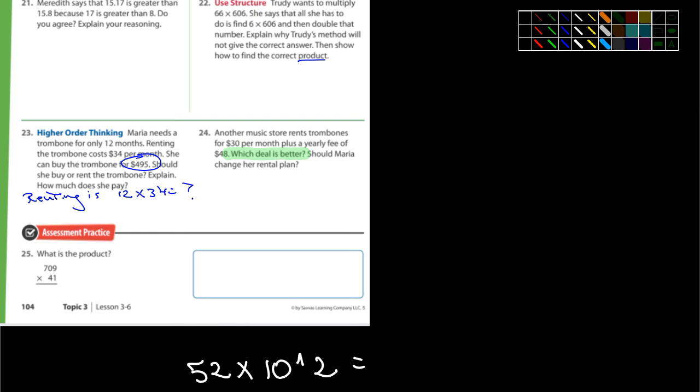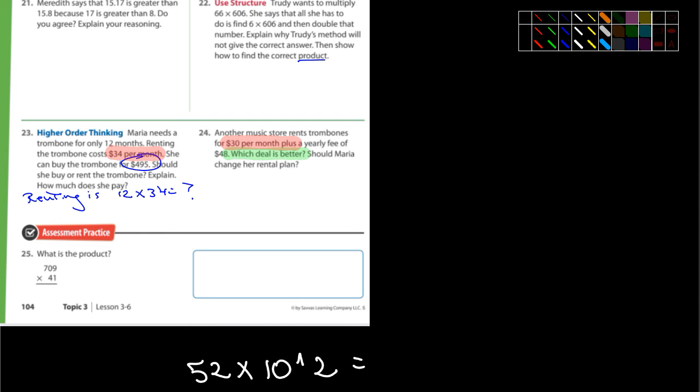So notice that in this one here, at the other music store, it's $30 per month. And in this one over here, it's $34 per month, but there's no yearly fee. So there's going to be a difference, and you want to figure out which one is better. That's a good question. Okay.